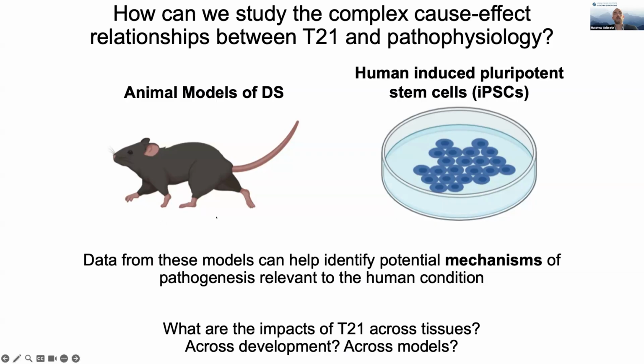Of course, we can use animal models of various different flavors, and other avenues like iPSCs, induced pluripotent stem cells, or other cell lines, right? And so clearly data from these models is really important for investigating mechanisms and for testing preclinical applications of things, right? In my research group, we're really interested in these impacts of trisomy 21 across different tissues, across development, perhaps even across different models. And I'll cover that in a little more detail shortly, what I mean by that.